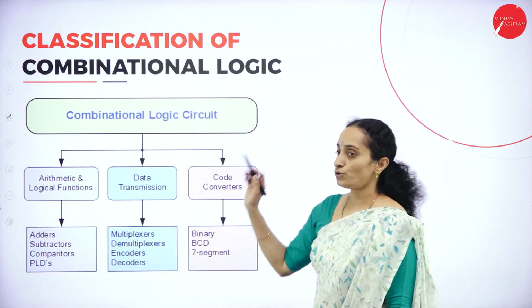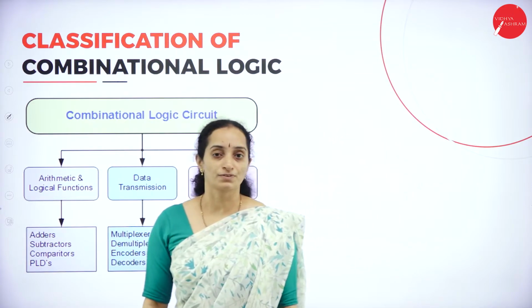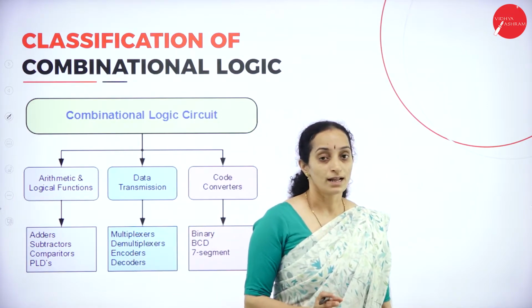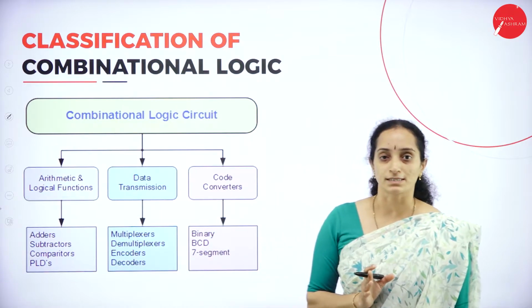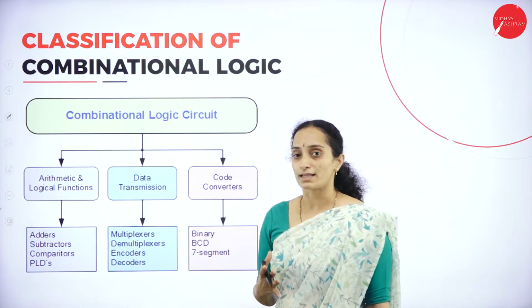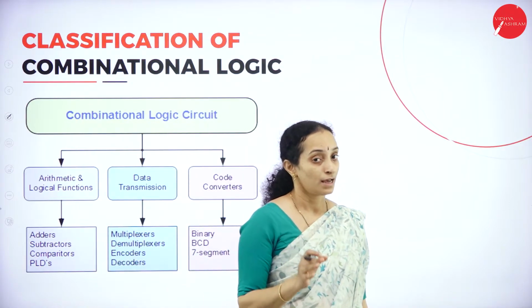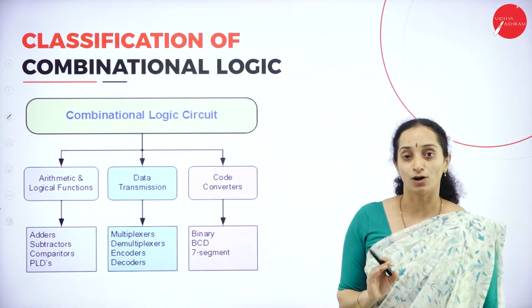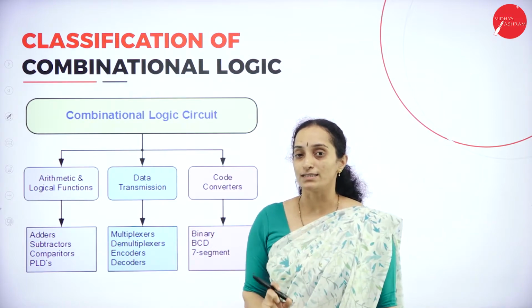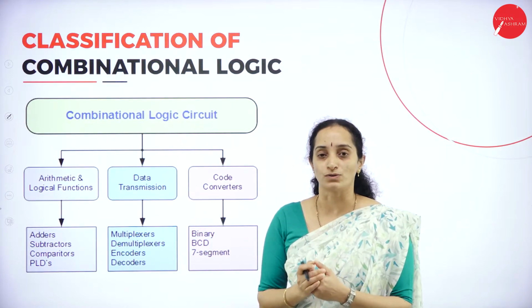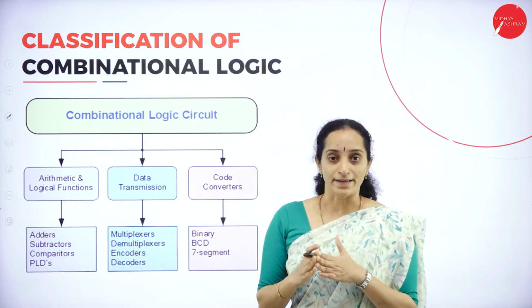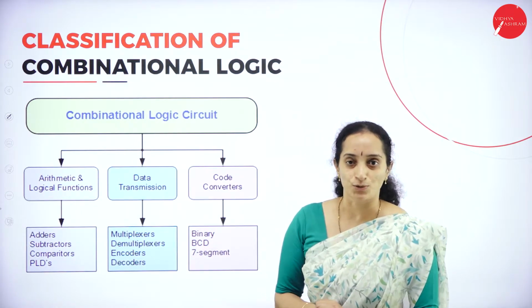Next is to know about the classification of the combinational circuit. There are so many types of combinational circuits that are used in one way or another in digital processors or in integrated circuits. You know about the integrated circuit or IC, isn't it? Integrated circuits. Circuits are combined, which is called an integrated circuit, isn't it?